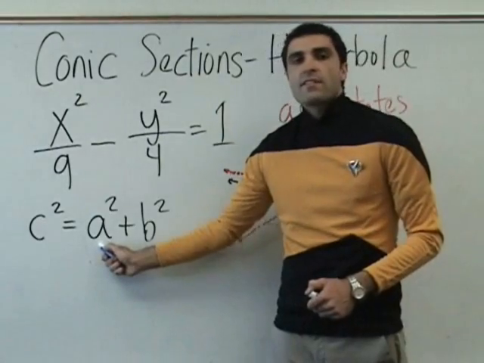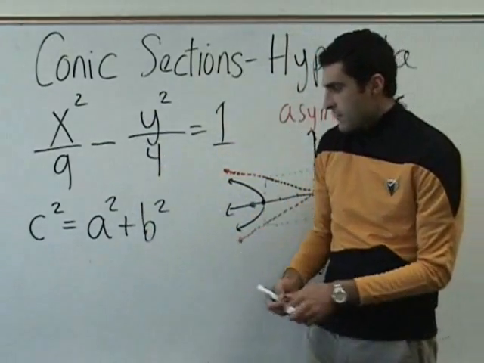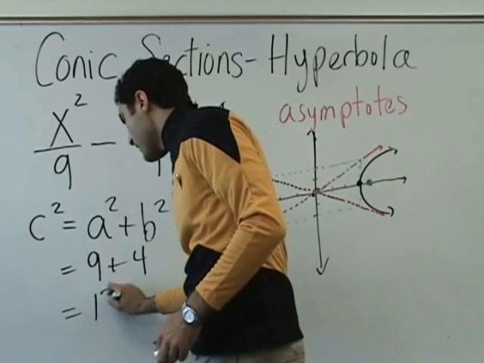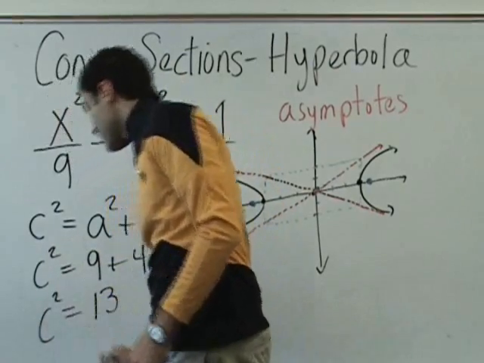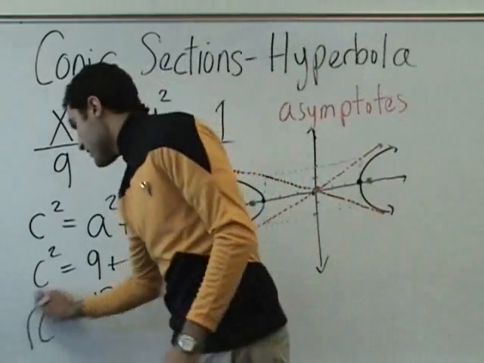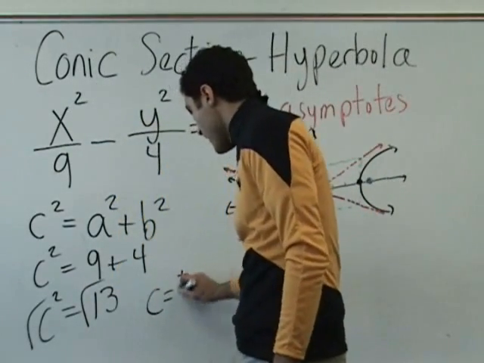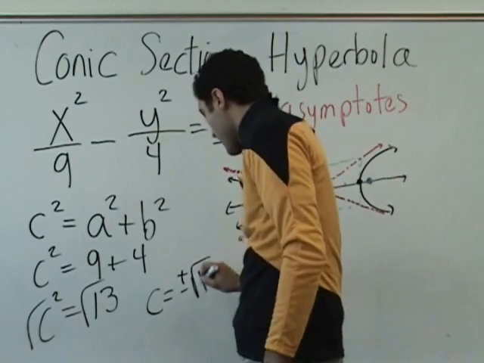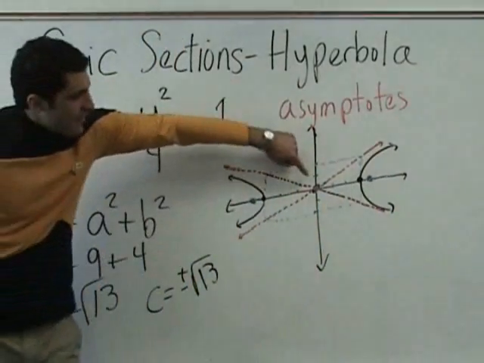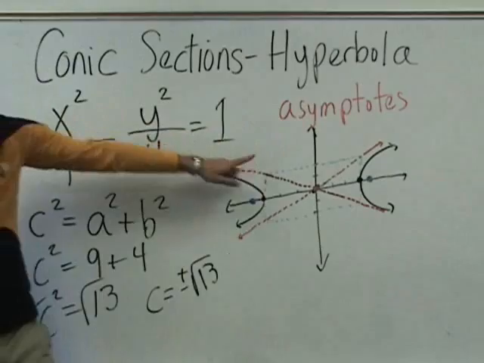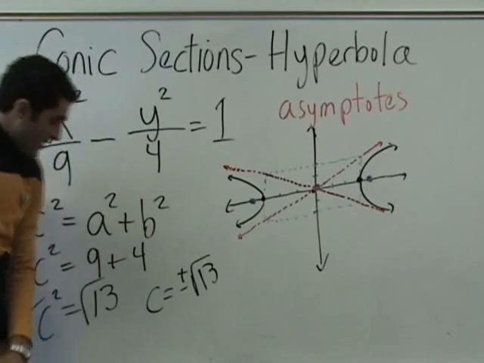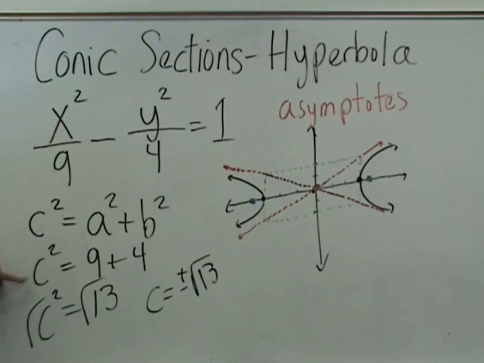So let's plug in. What's A squared? 9. Plus 4 equals 13. So C squared equals 13. So what's C? C is the distance of the focus, so C equals plus or minus square root of 13. That means from the center point, we go left and right the square root of 13. Wouldn't it just be plus or minus 13, not the square root of 13? It would be the square root of 13 because C squared equals 13.